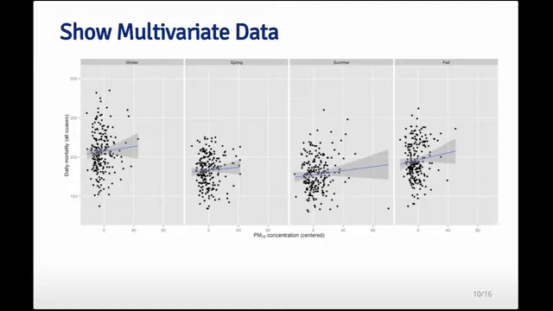But the basic idea is that the season in which we look at the relationship is confounding the relationship between PM10 and mortality. And so when we look at the relationship within each season, it changes. So it's important to show as many variables as is reasonable at a given time so that you can get a clear picture of the relationships in your data.